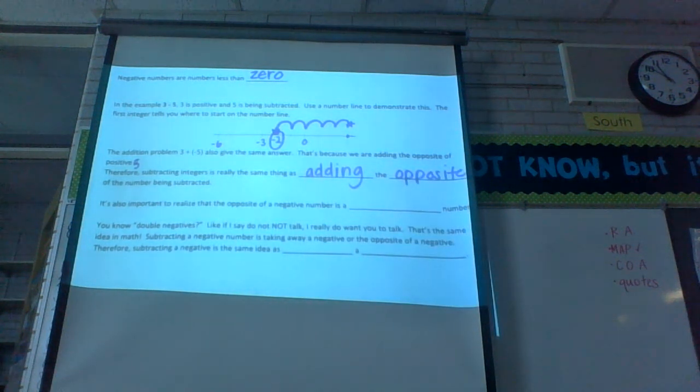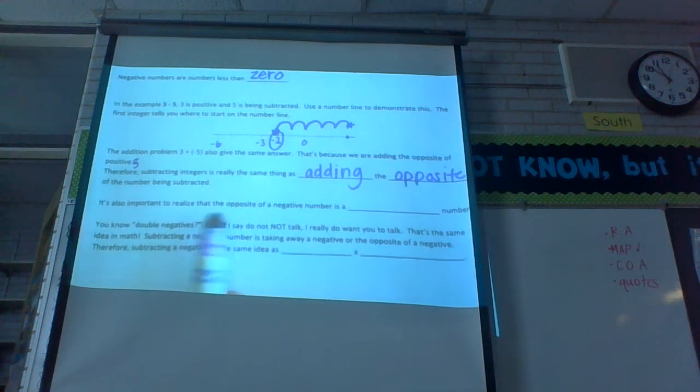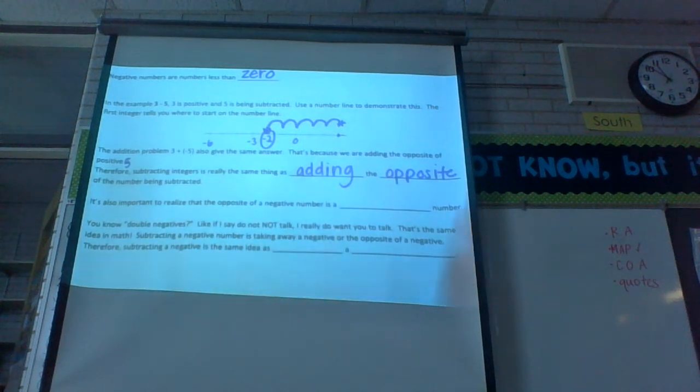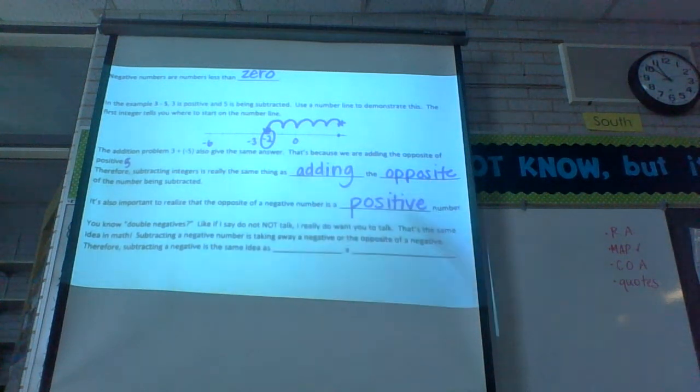Remember, opposites: negative, positive, positive, negative. Those are opposites of the number being subtracted. It's also important to realize that the opposite of a negative number is a positive number. So, sometimes when we speak to people, we refer to things as double negatives. So if I say do not talk, I really do want you to talk, right? Like, do not exercise, so really you should exercise. And it's the same idea in math.